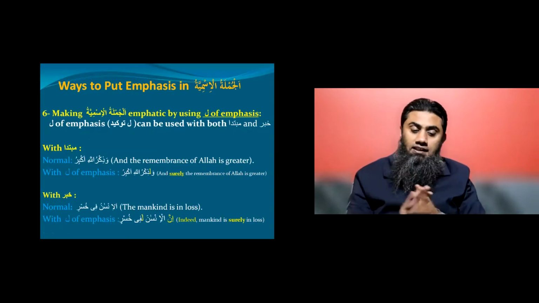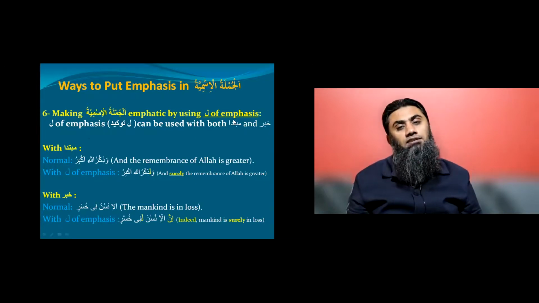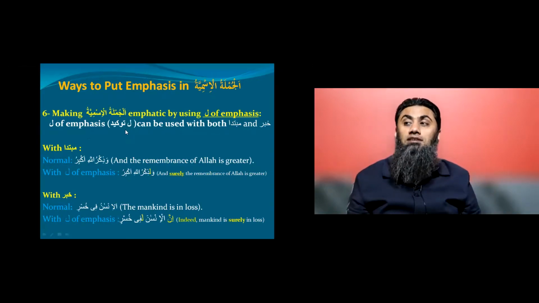The sixth and last way is that you make the Jumlat Ismiya emphatic by using the lam of emphasis. What does it mean? Let's look. It's called lamut tawqid. Look at the example. Wa zikrullahi akbar. Wa means and. Zikrullahi, remembrance of Allah. Zikru Allahi.